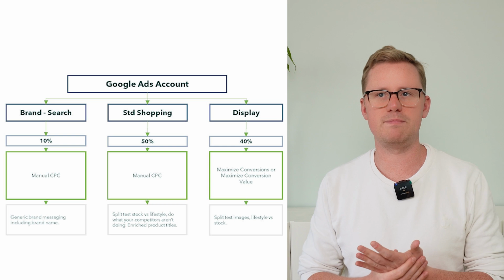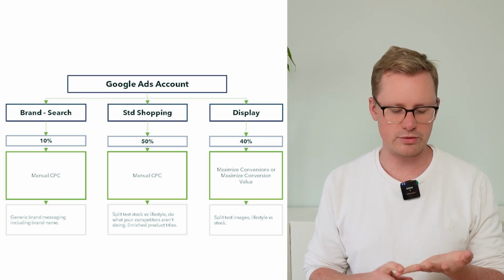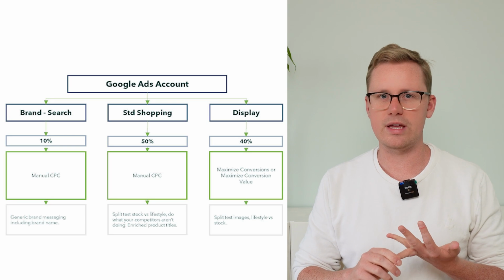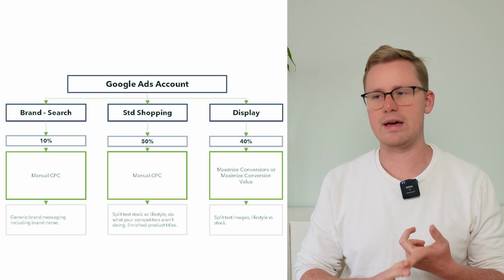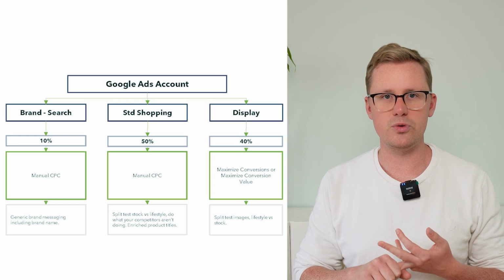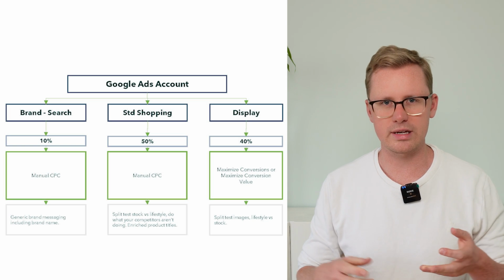In terms of budgets, you're looking at about 10% towards your brand search campaign, and you want to use a manual CPC. If that doesn't exist by the time you're watching this video, then use a target impression share. For your standard shopping, you want to use either manual CPC or maximize clicks. You can use smart bidding if you want, just try not to be too restrictive with it. Don't use a target ROAS.